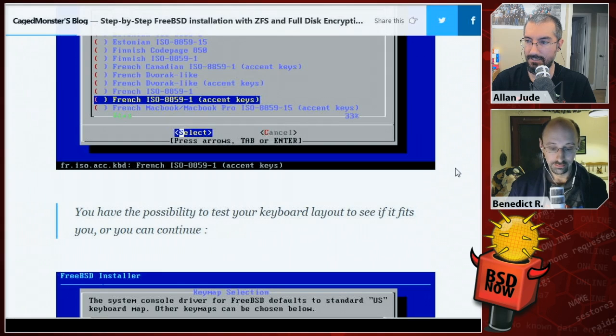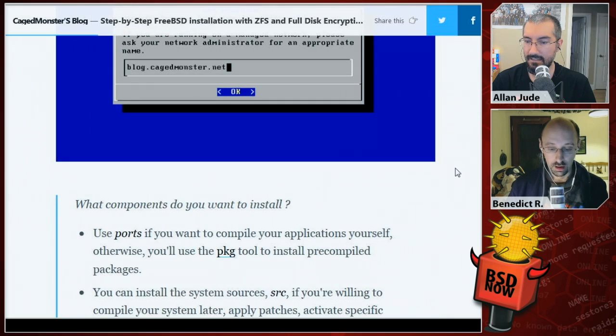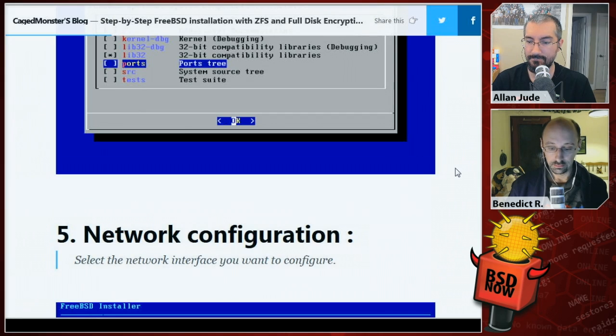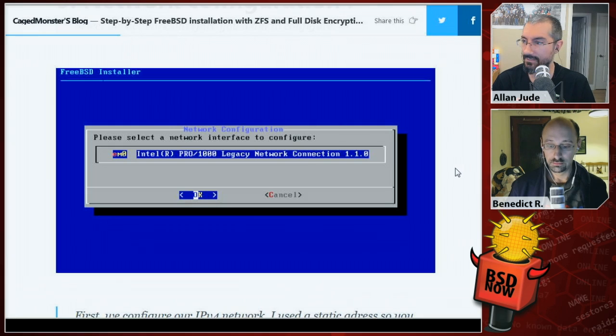Then you enter the host name for the system, whatever you want to call it. Then you choose which distribution sets you want to install. You can choose none or all of them or whatever set you want. Then if you have install media that does not contain the install files, so like the boot-only ISO or the mini mem stick, then you'll have to configure your network to get the files.